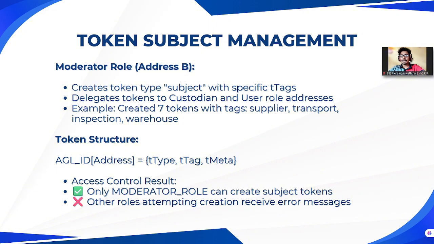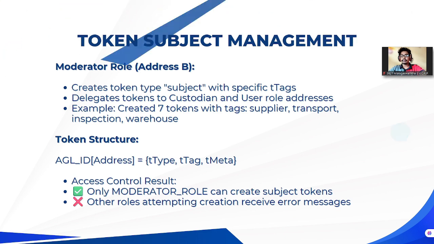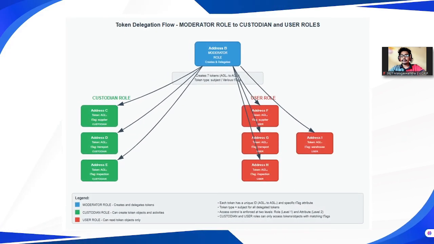Then they delegated these to various custodian and user addresses. Importantly, when other roles tried to create subject tokens, the system correctly blocked them with an error message. This is a flow diagram for the token delegation.